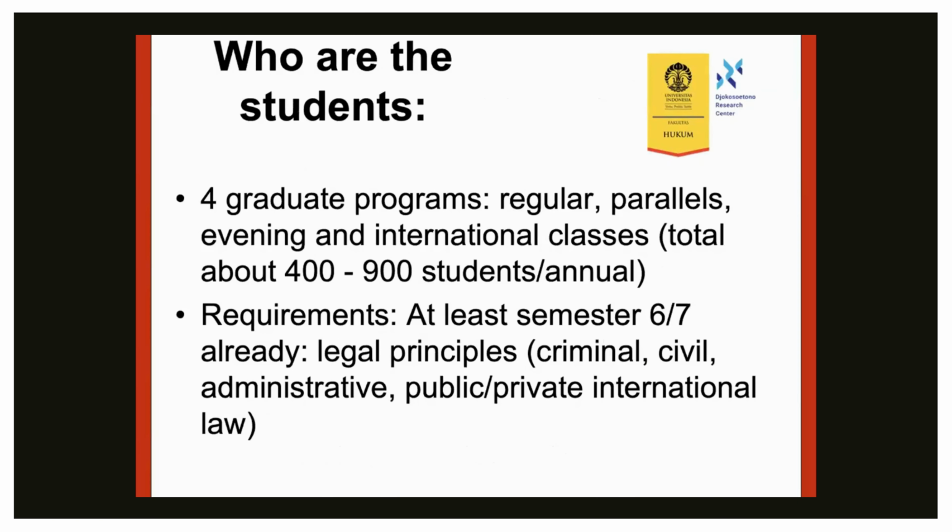And then, who are the students? And this is the problem. We have 4 undergraduate programs: regular, parallel, evening, and international classes. The first 3 are conducted in Indonesian language. The international class is in English. And we have in total about 400 to 900 students annually. It's compulsory for them to join the separate human rights course. And of course, there are some requirements. At least they should have already taken some legal principle courses like criminal, civil, administrative, public or private international law.